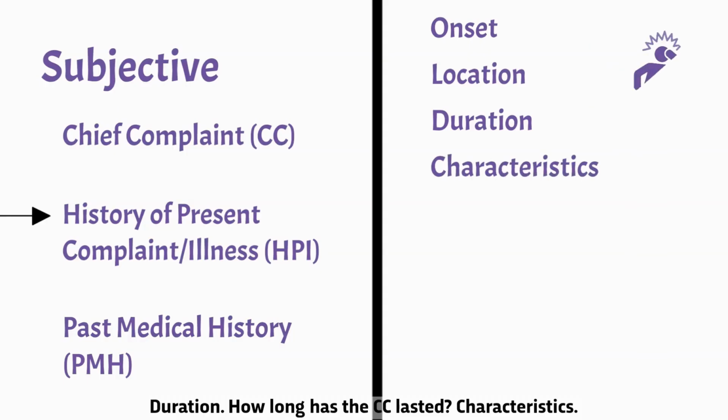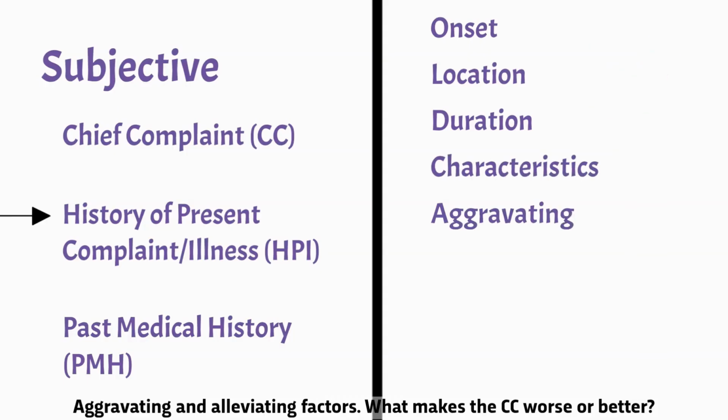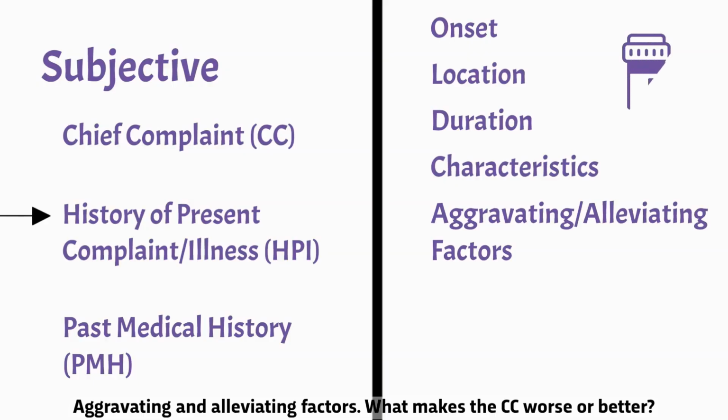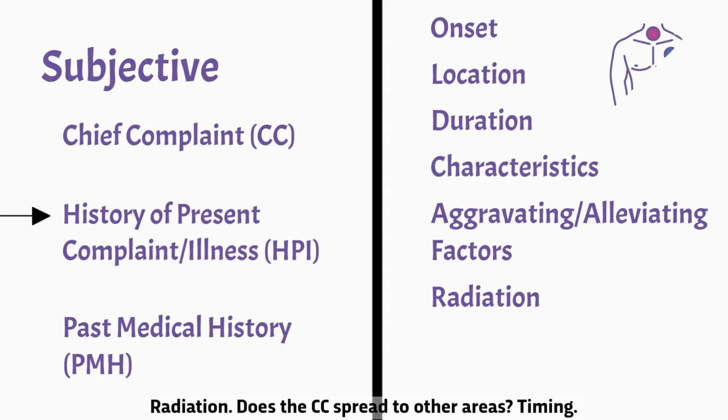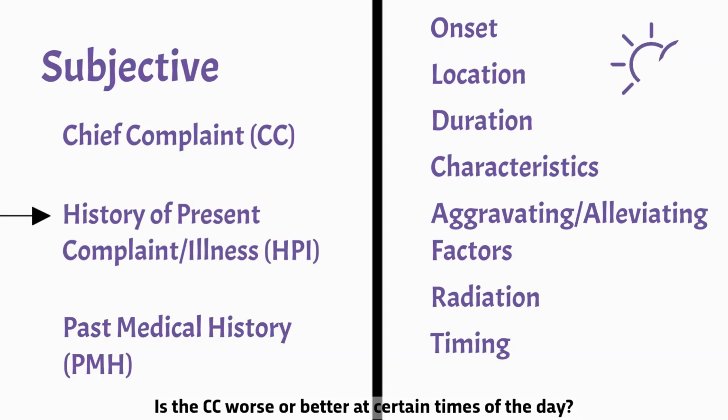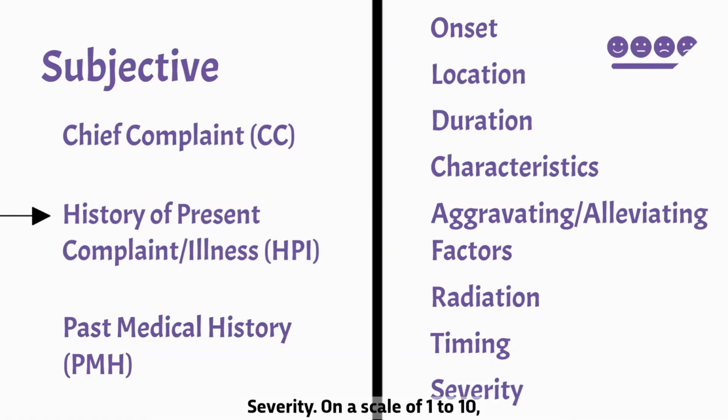Characteristics. What is the nature of the CC? Aggravating and alleviating factors. What makes the CC worse or better? Radiation. Does the CC spread to other areas? Timing. Is the CC worse or better at certain times of the day? Severity. On a scale of 1 to 10, how severe is the CC?